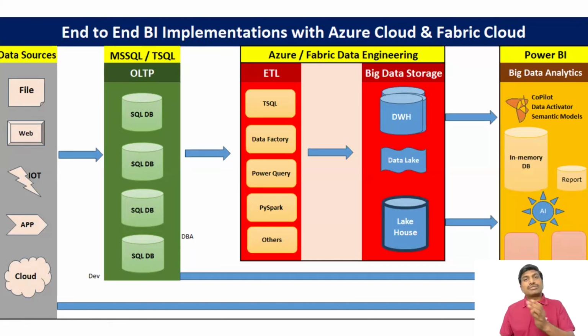From there comes Fabric. Fabric is all about reading data from various sources using Transact SQL, Fabric Data Factory, Fabric Dataflow Gen 2 called Power Query, PySpark, and other components like KQL, Kusto Query Language. We read data from various sources in a wide variety of ways, wide variety of techniques, and load the data into a warehouse or a lakehouse.